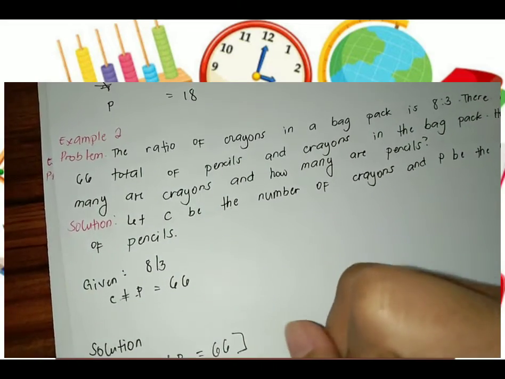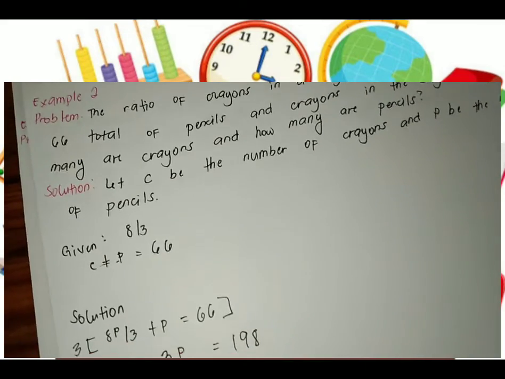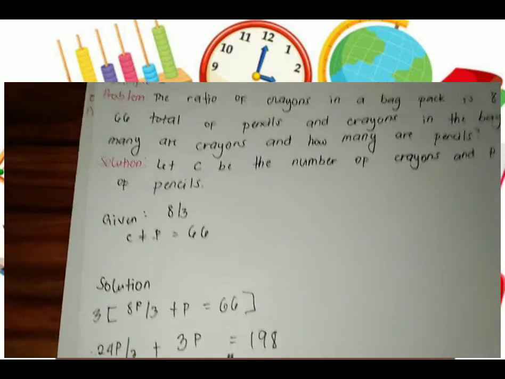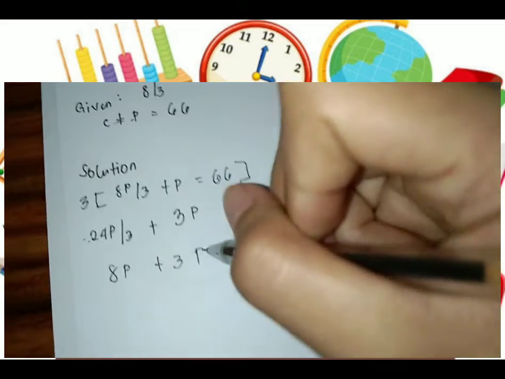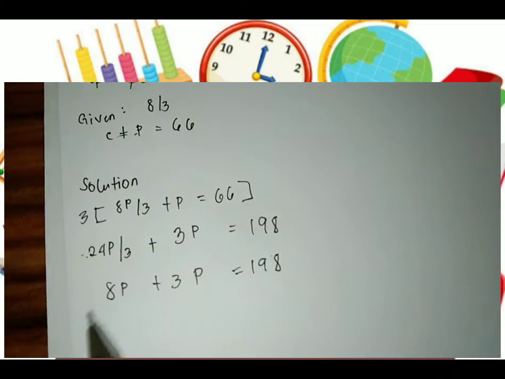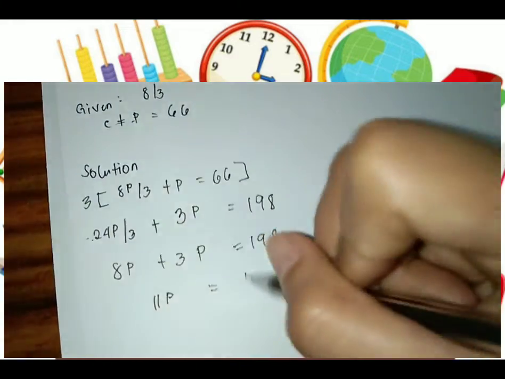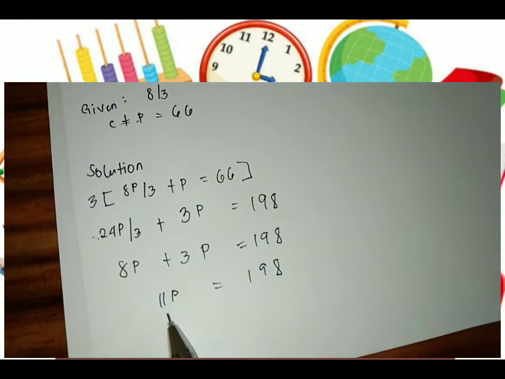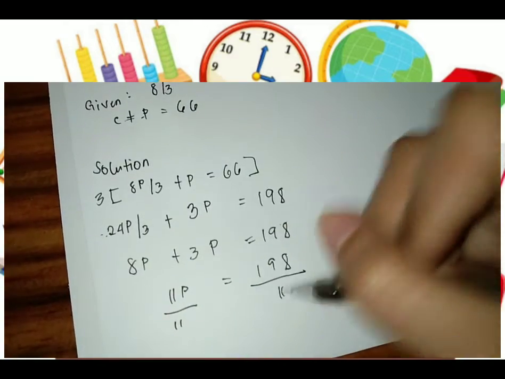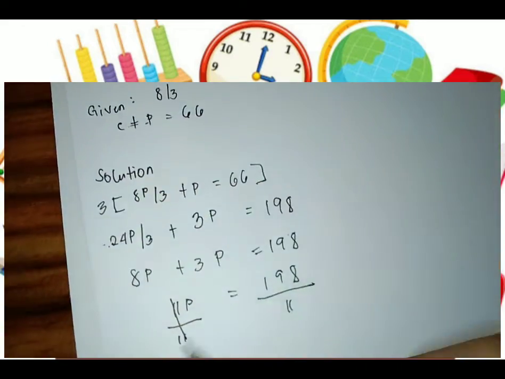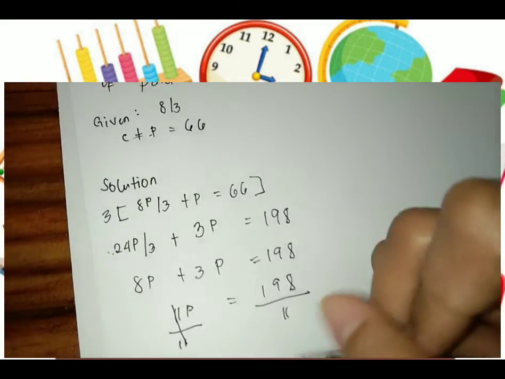So we have 198. Now we are going to divide the 24P by 3. So the answer is 8P plus 3P is equal to 198. Now we add: 11P is equal to 198. Now we divide both sides by 11. So we have 11P divided by 11 and 198 divided by 11. We cross out the 11. So P is equal to 198 divided by 11, which is equal to 18.